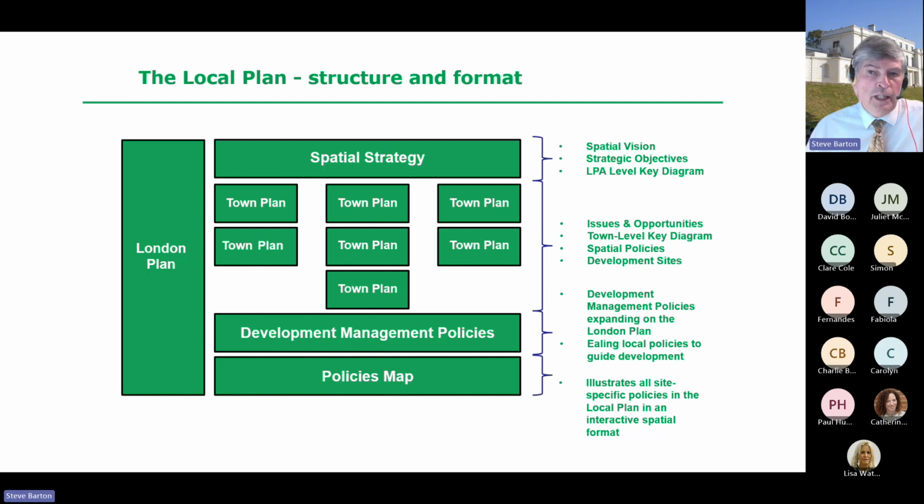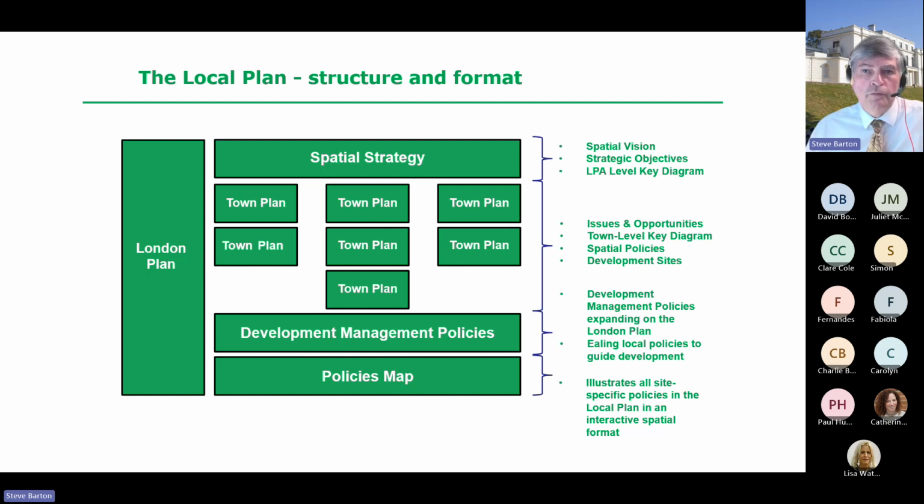So after two introductory chapters, which define the relationship between the local plan and the council plan and provide some contextual information about how we got to this stage, chapter 3 is really where the plan begins to get interesting, because we start to introduce planning policies. And that's the spatial strategy, the overarching borough-wide spatial vision and strategic objectives.